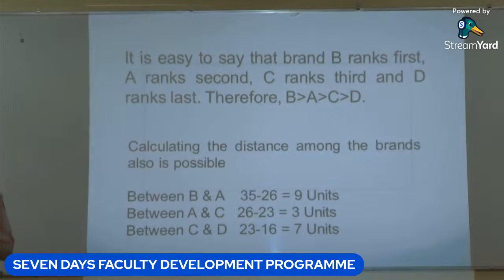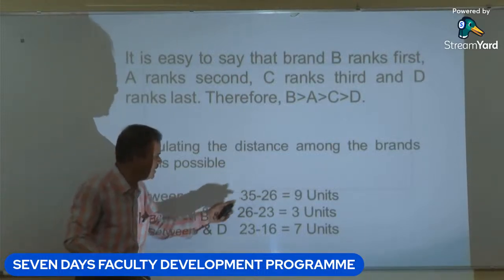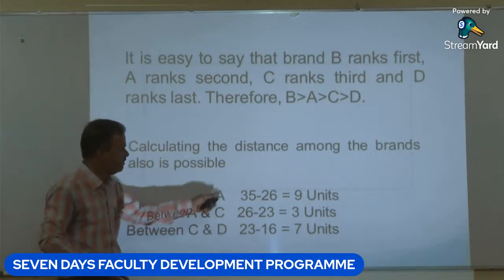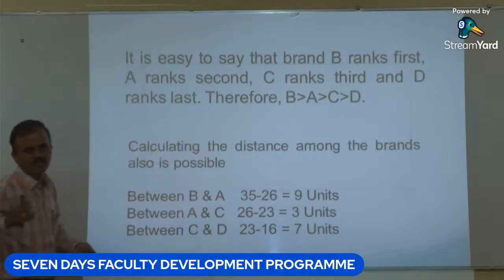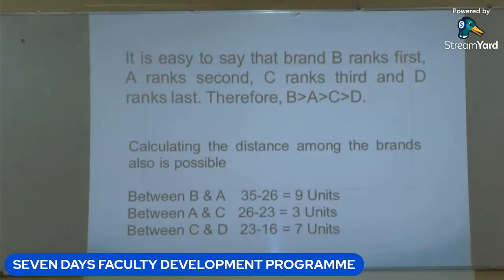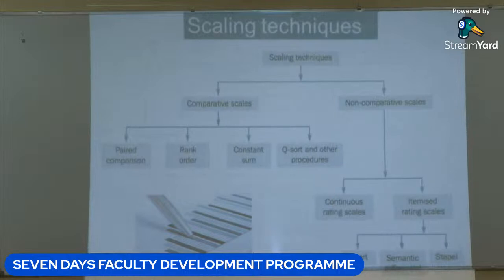Along with that, we can also make comparisons with each other, so comparison of A and B and so on, A and C, or C and D. Here we have seen the highest difference between B and A. So these are the analyses made using this rank scaling technique. Then the third is the constant sum scale.